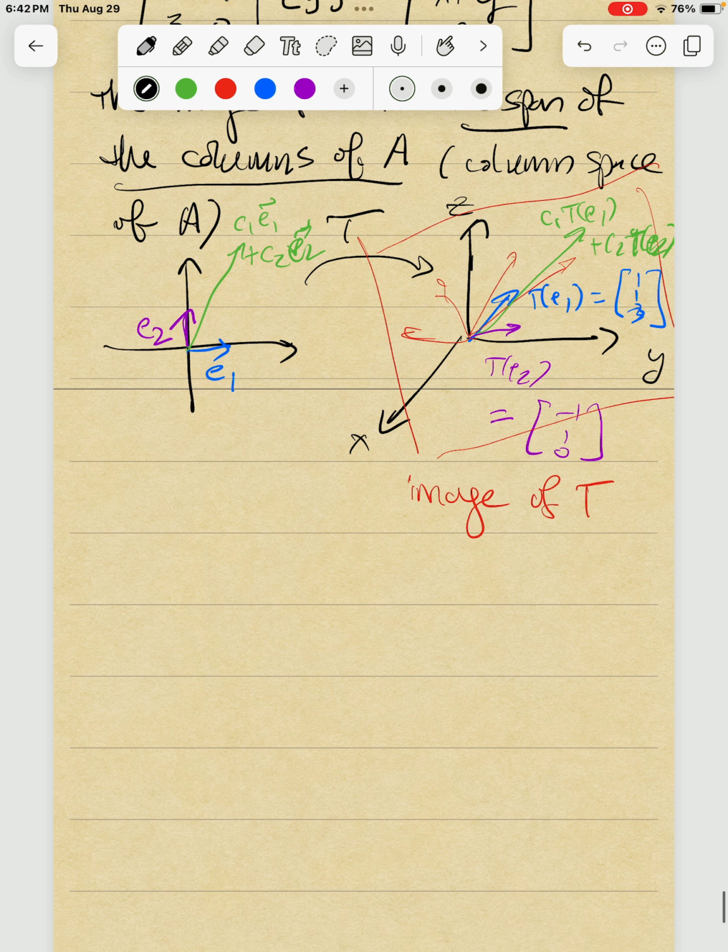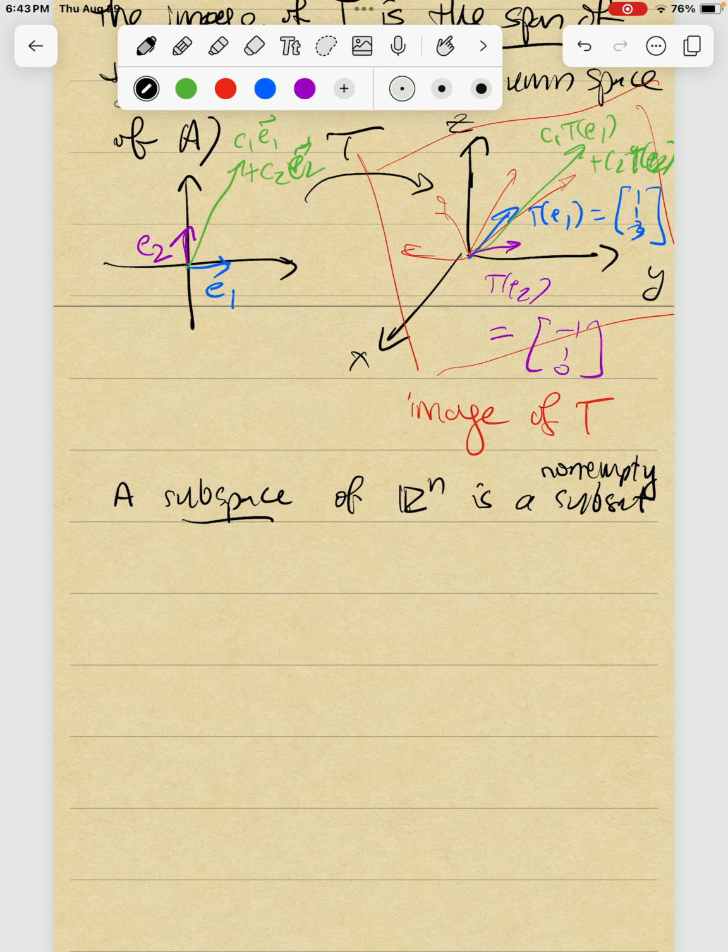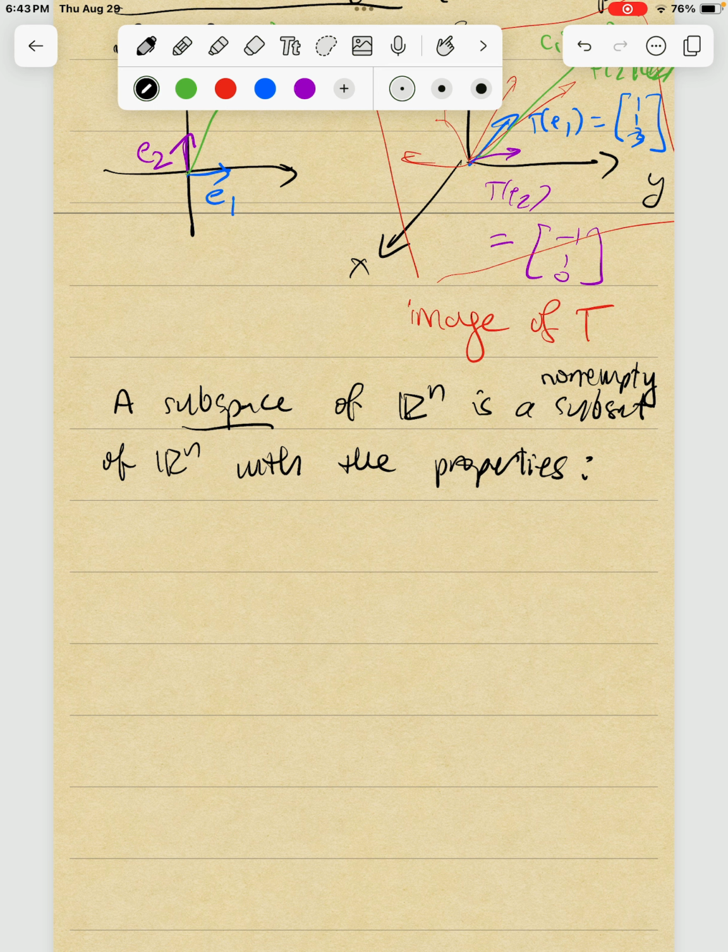So in general, a subspace of Rn is a subset. It's a non-empty subset. Okay, so it can't be the empty set, if you know what the empty set is. It's a non-empty subset of Rn with two properties. The first one is it's closed under vector addition.